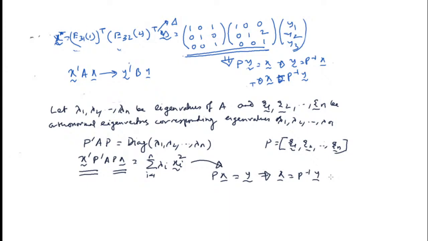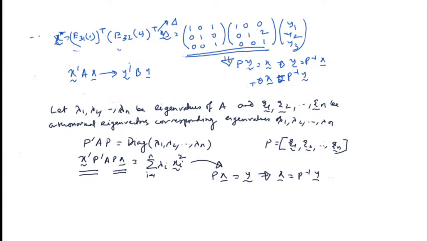And if all lambdas are greater than 0, this is called a positive definite quadratic form. If some lambda is greater than 0 and others are 0, then it is called positive semi-definite. And if some lambda is greater than 0 and some lambda is less than 0, then it is called indefinite. If all lambdas are less than 0, then it is called negative definite. If some lambda is less than 0 and some lambda is 0, then it is called negative semi-definite.